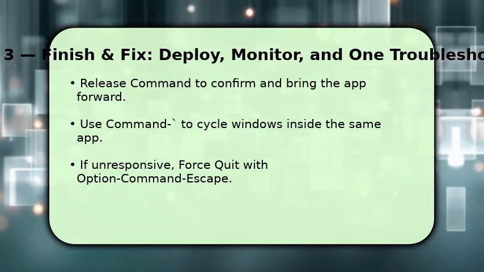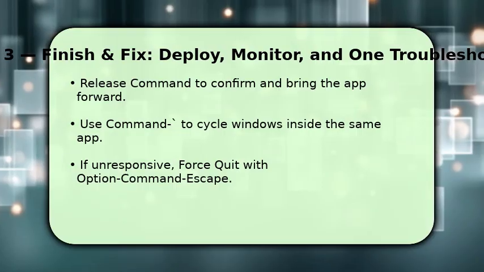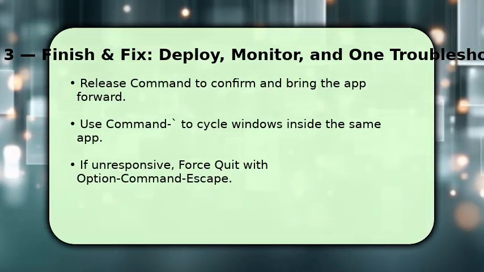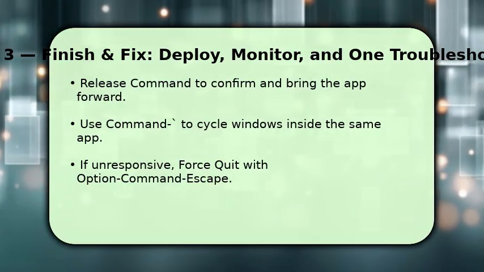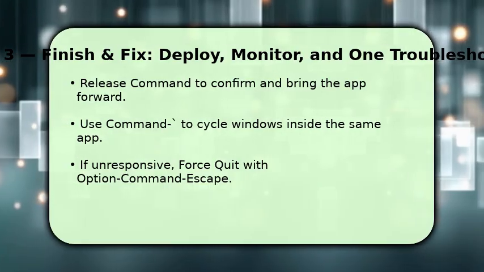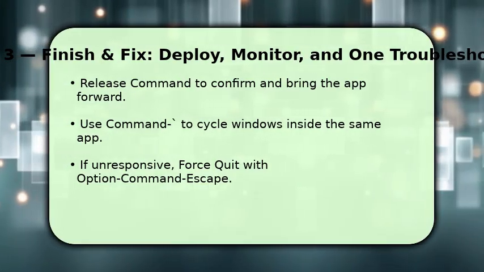If the app opens, but not the window you expect, use Command backtick to cycle through that app's windows until you find the right one. If an app fails to respond during switching, press Option Command Escape to open Force Quit. That lets you terminate the hung app and restore normal switching.